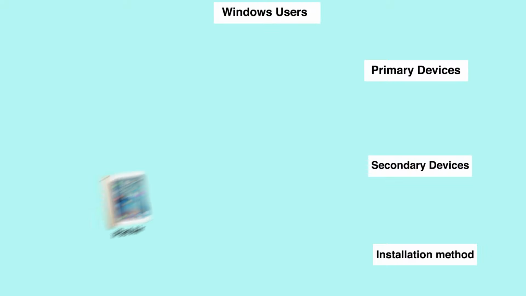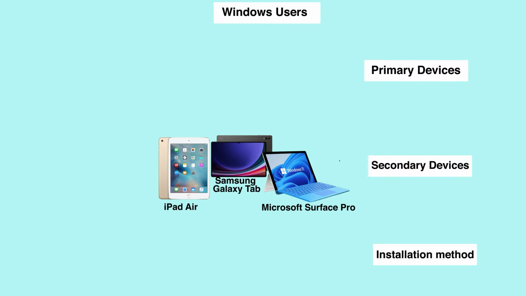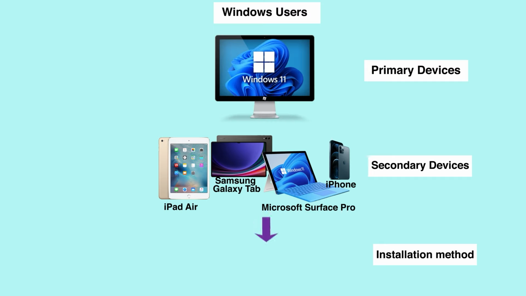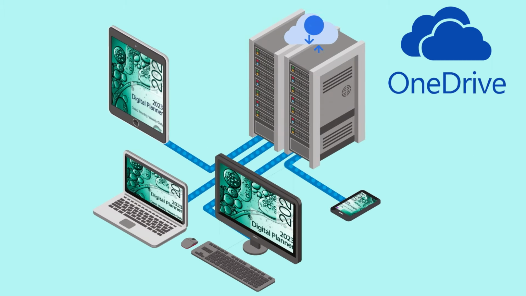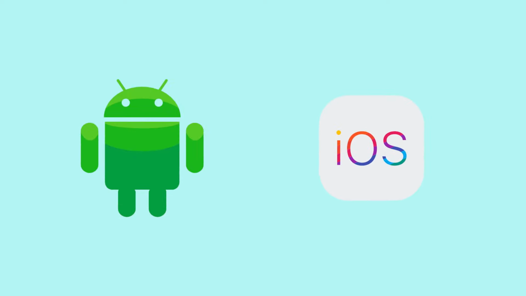If you use an iPad as a writing device or have an Android-based tablet or phone, but your main computer is Windows-based, you should follow the installation guide for Windows users. Once you install the planner on your Windows laptop and sync it with OneDrive, you will be able to access it on secondary mobile devices, whether iOS or Android.